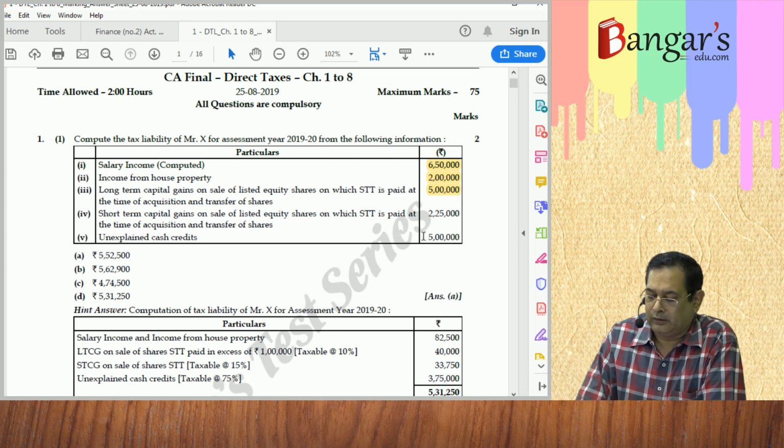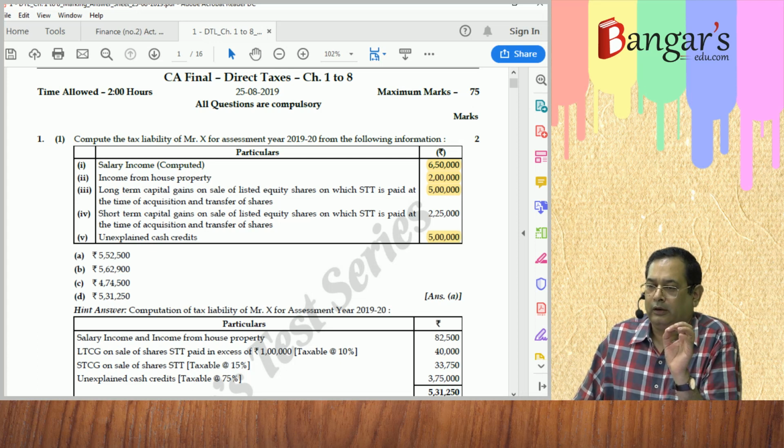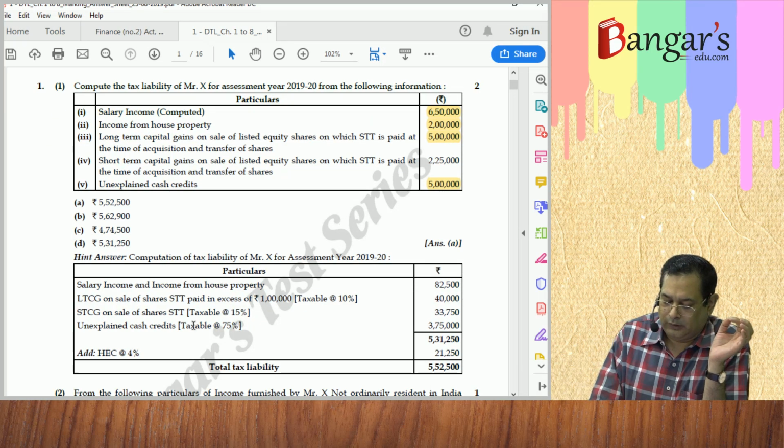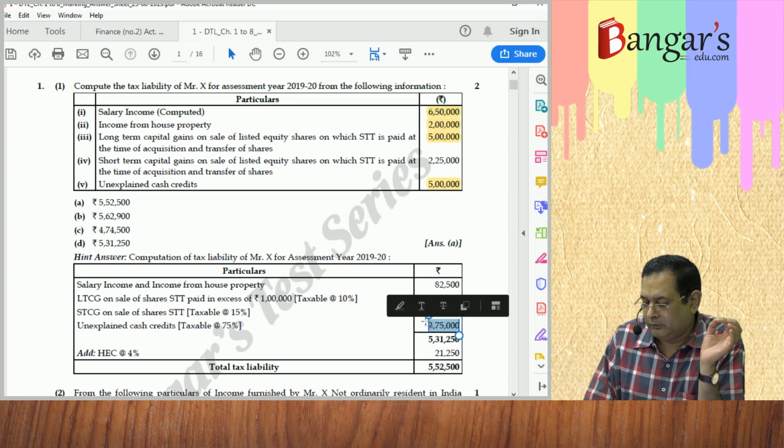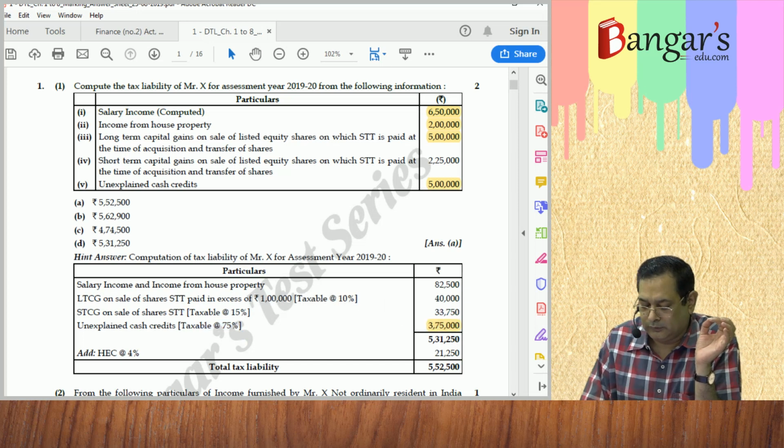And unexplained cash credits of rupees 5 lakhs. The same are taxable under section 115BBE at rate of 60% increased by 25% surcharge. So the effective rate is 75%. So liability will be this: 3,75,000 will be on unexplained cash credits.